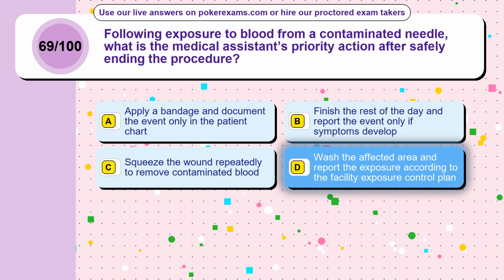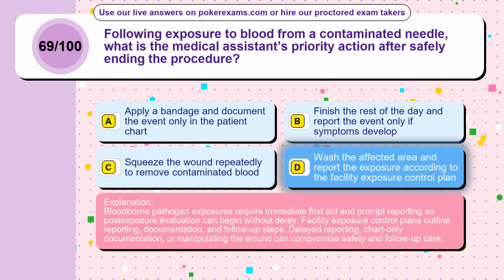The correct answer is option D, wash the affected area and report the exposure according to the facility exposure control plan. Blood-borne pathogen exposures require immediate first aid and prompt reporting so post-exposure evaluation can begin without delay. Facility exposure control plans outline reporting, documentation, and follow-up steps. Delayed reporting, chart-only documentation, or manipulating the wound can compromise safety and follow-up care.